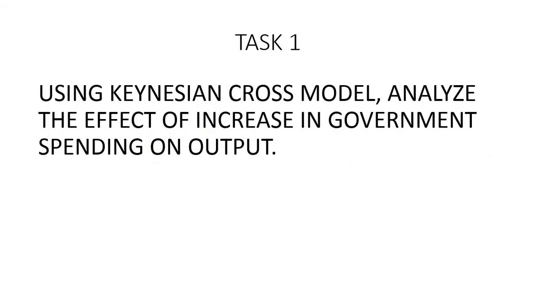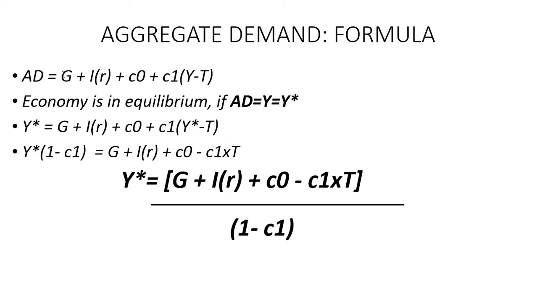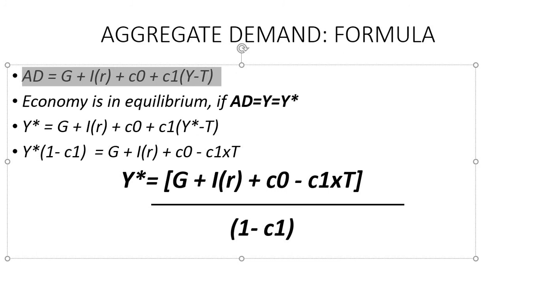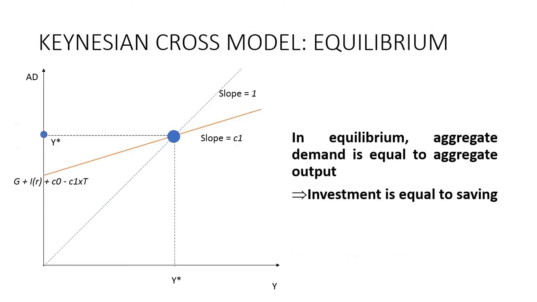Now there is a task for you. Using the same Keynesian cross model, you have to analyze the effect of an increase in government spending on equilibrium output. If you'd like to practice, keeping this formula in mind and using the Keynesian cross model, it's a good moment to put this video on hold, and I'm proceeding with the solution.